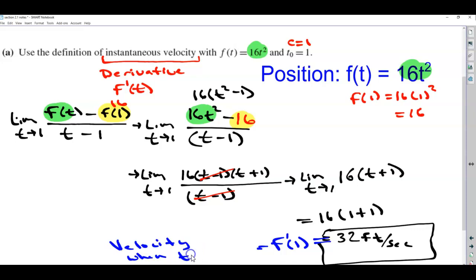Exactly at t equals 1 second. So how fast is this rock falling at 1 second? It is going 32 feet per second.